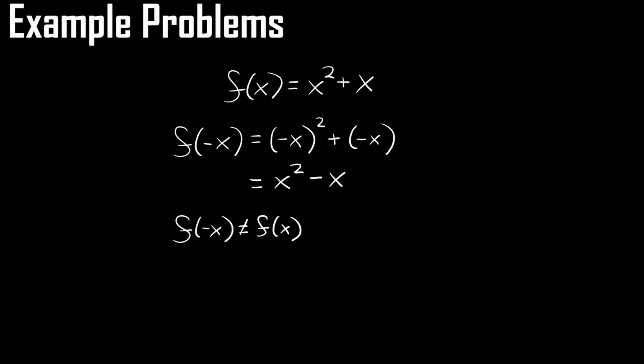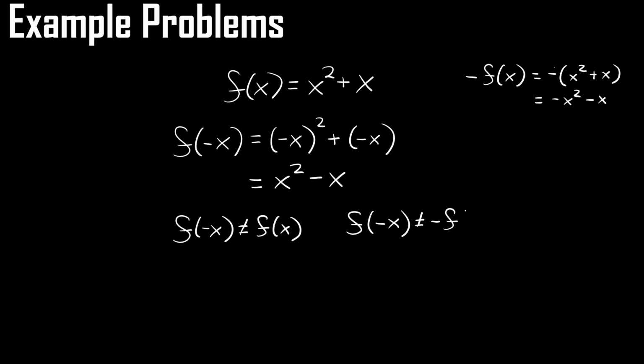So let's test if it's odd. So negative f of x equals negative x squared plus x. And distributing the negative sign, we're going to get negative x squared minus x. That also does not match what we got. So f of negative x does not equal negative f of x, meaning this function is neither even nor odd.